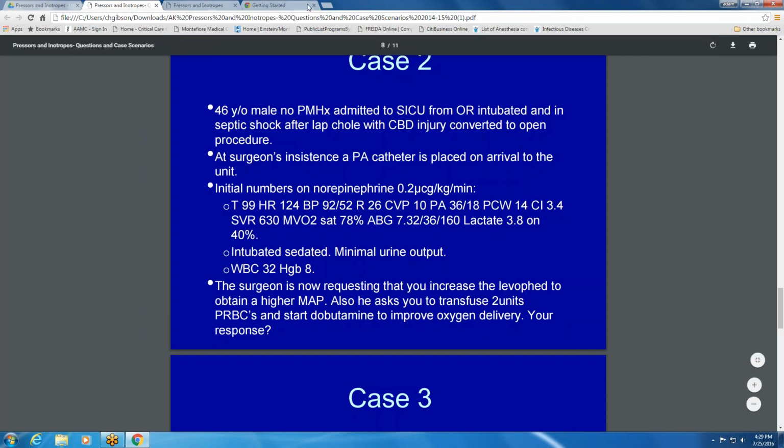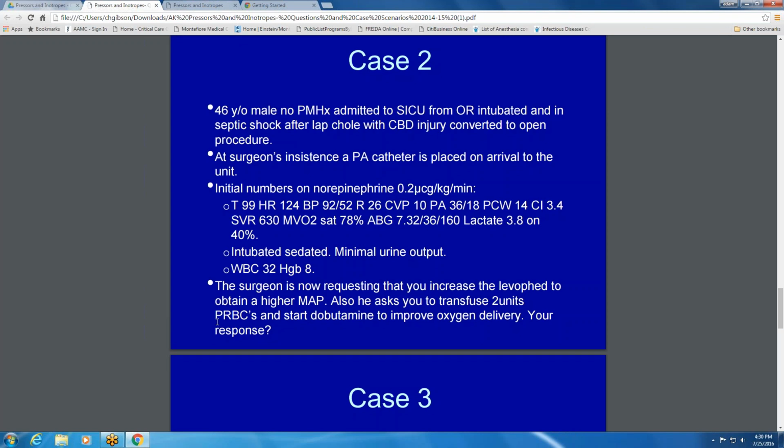So what's the response? You don't want to give dobutamine? I wouldn't give dobutamine or transfuse the patient. I would tell the surgeon if the hemoglobin's going down further, we will give a unit of blood. Dobutamine is likely to do harm here and put him into some sort of arrhythmia. We can get the blood pressure slightly higher. He's already on a little bit of pressure, and I want to compromise on a little more blood pressure.